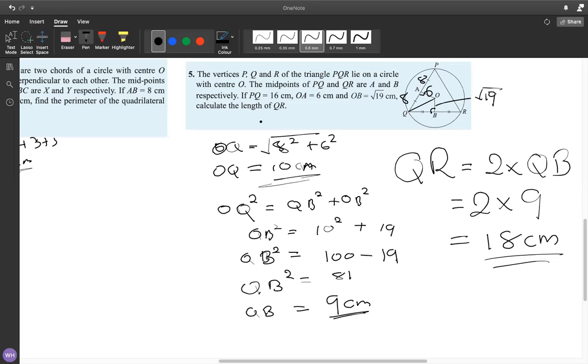Go to 27.2 and try question number 2 and question number 3.